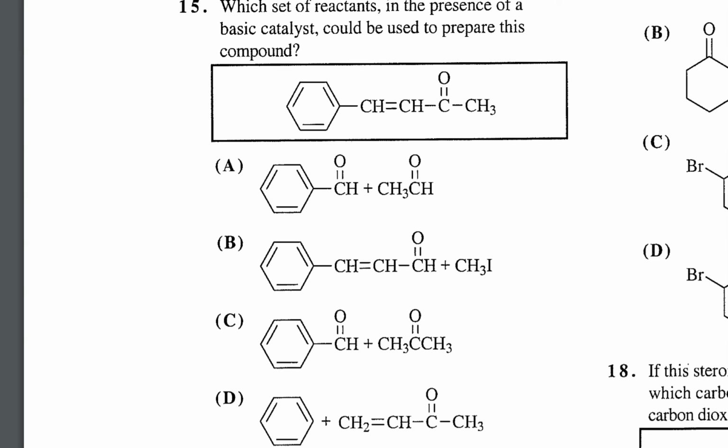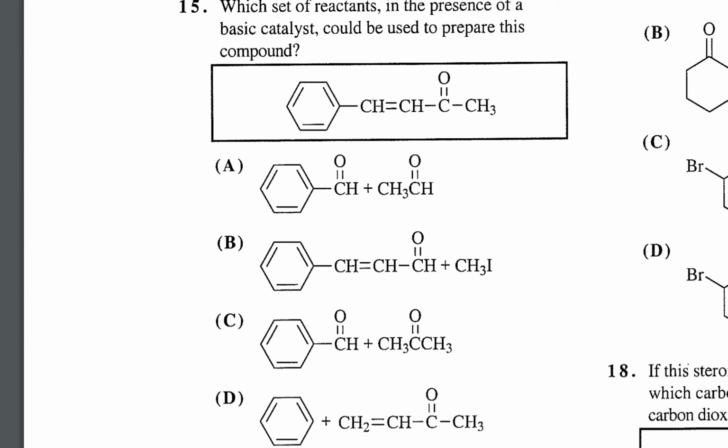So this compound is an alpha-beta unsaturated ketone, which tells us what type of reaction this is going to be. What type of reaction gives us an alpha-beta unsaturated carbonyl? Yeah, it's an aldol condensation. So we're looking at something that will give us an aldol condensation here.